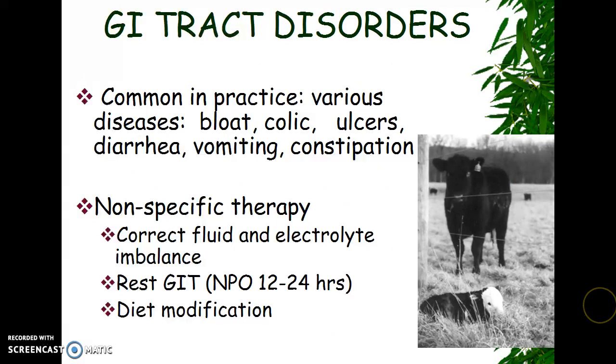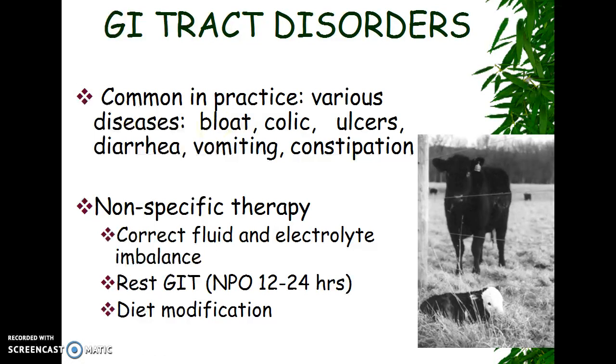So GI tract. These are some of the most common disorders that we treat animals for. And the typical signs, vomiting and diarrhea, are some of the most common signs, but they aren't very specific necessarily to any type of condition. We talk about bloat in basically ruminants. Bloat will refer to the rumen. Colic refers to, and I should also say bloat can also refer to dogs.